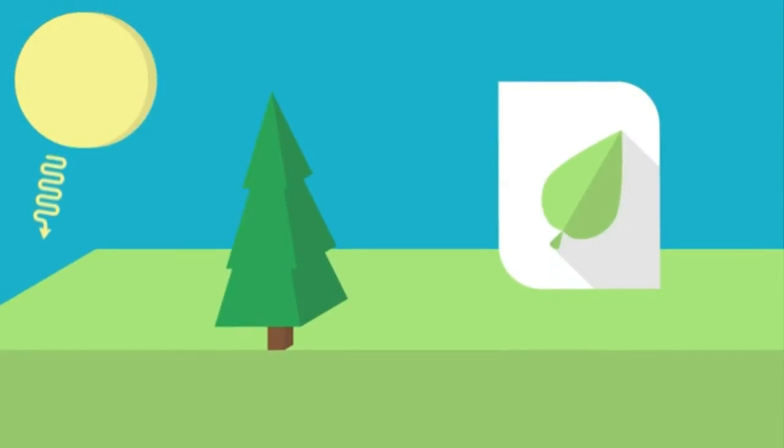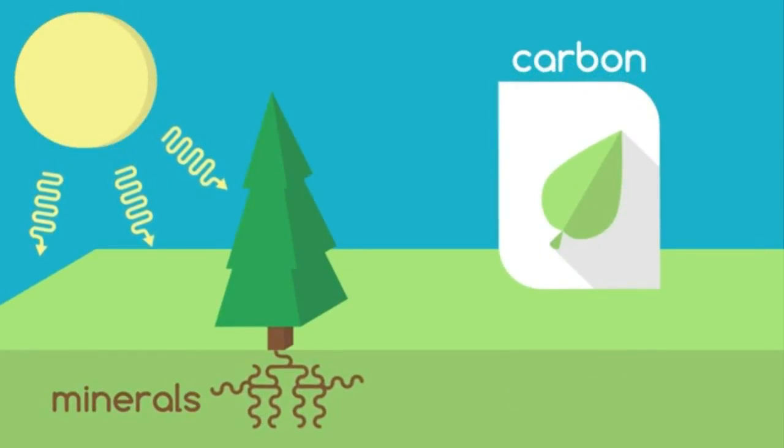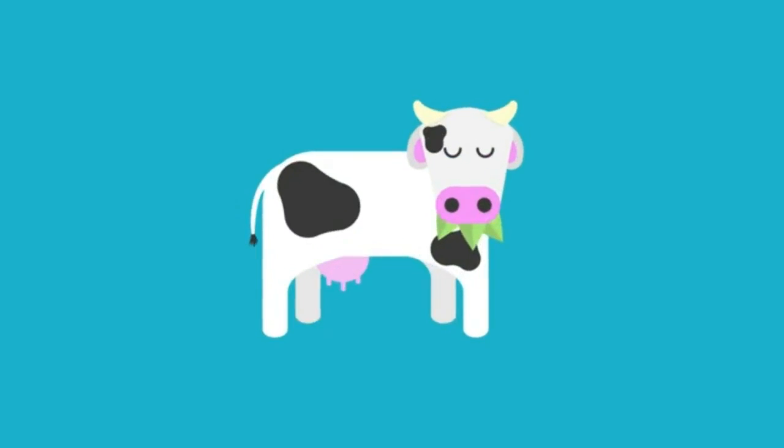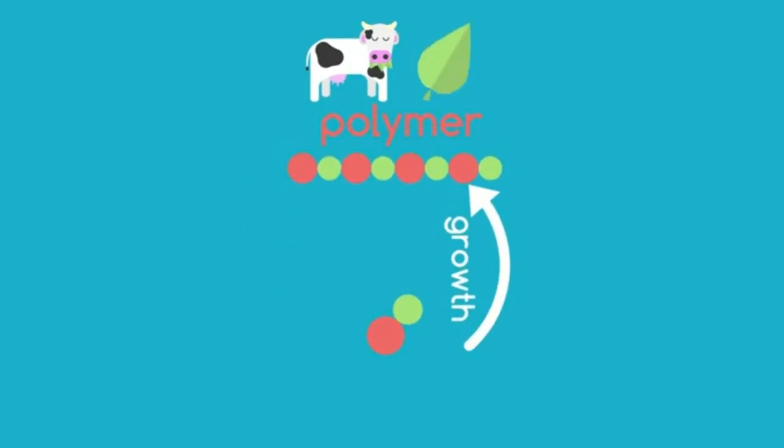Plants can make these simple molecules from the carbon they capture from photosynthesis, with added elements from the minerals they get from the soil. Animals, on the other hand, get their molecules ready-made when they eat plants or other animals, but first they have to break the food polymers back into the small molecules.